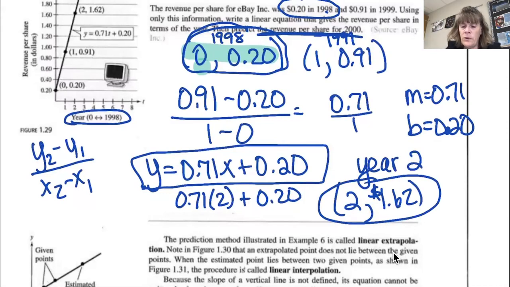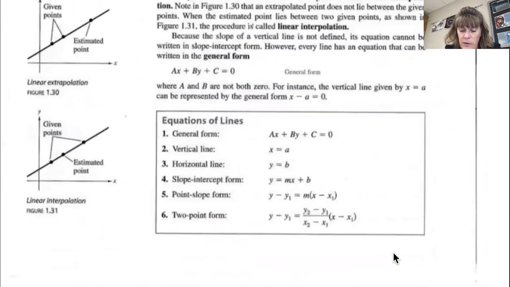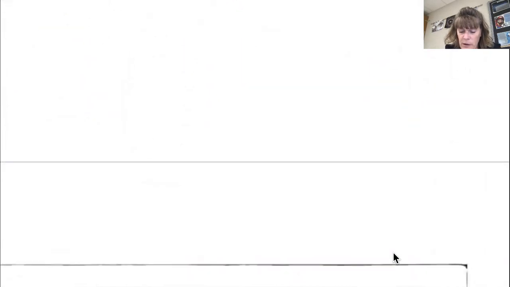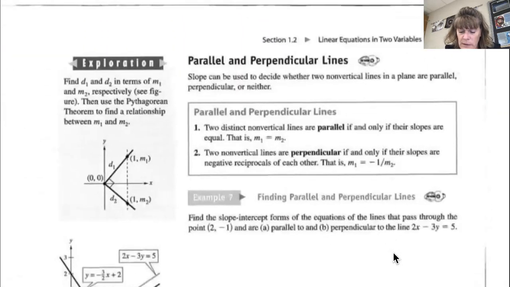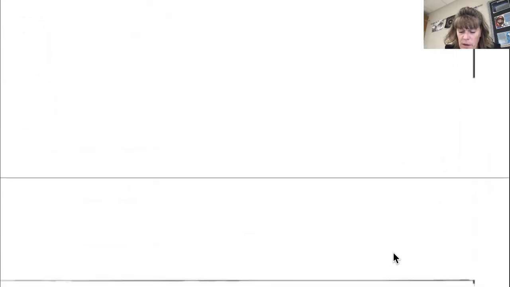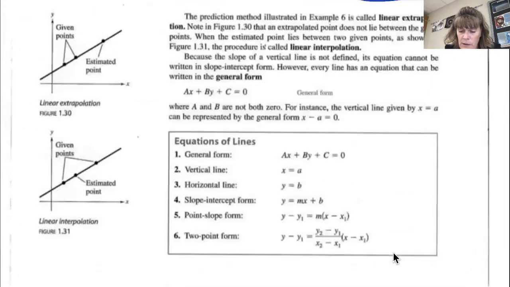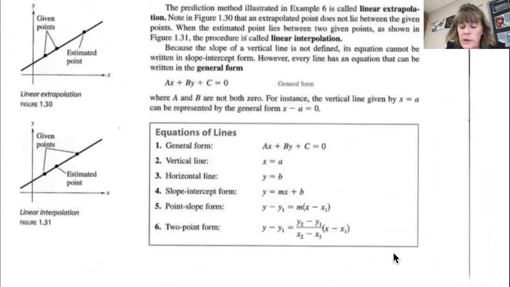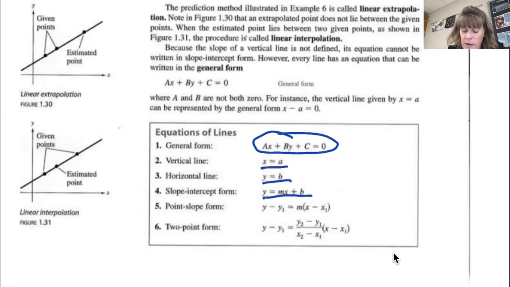Okay, now there may be another example, but I don't think I was going to do it with you guys right now. Equations of lines, these are all different ways to write the equations of a line. General form is like this. Vertical line, horizontal line, slope intercept, point slope, and then the two point form, don't worry about that. We're not even going to mess with that one.